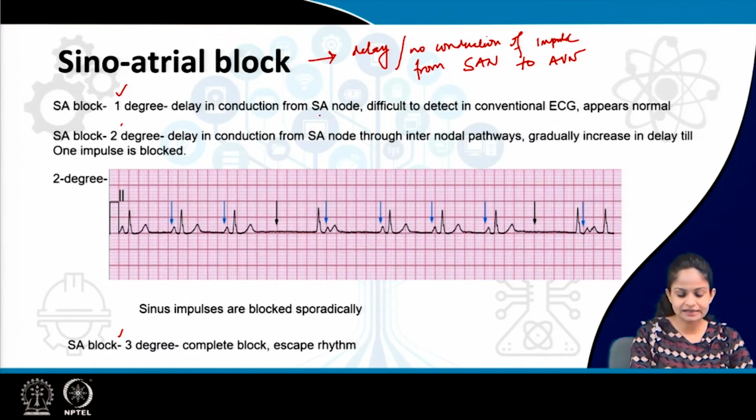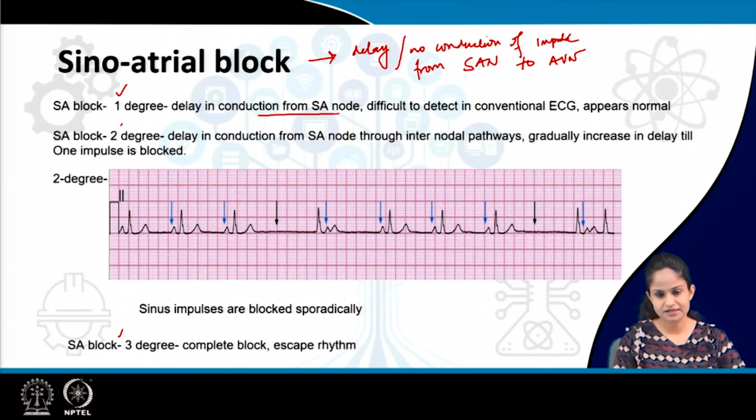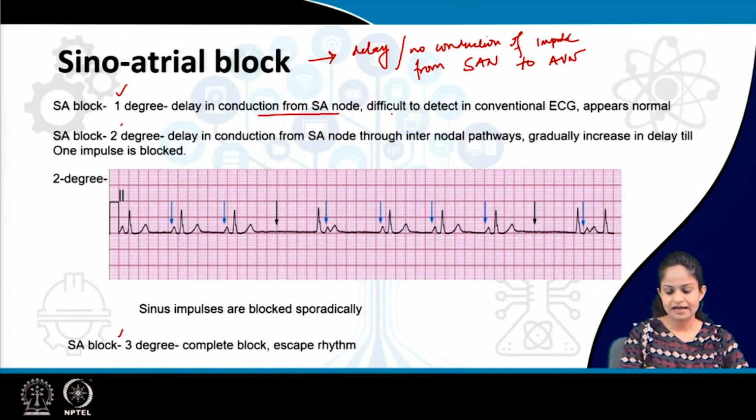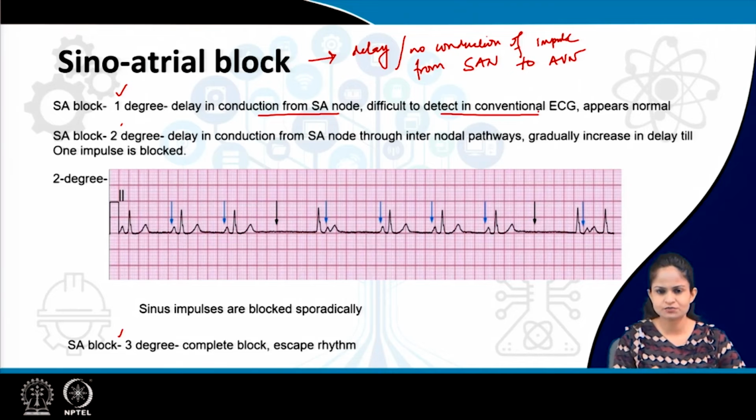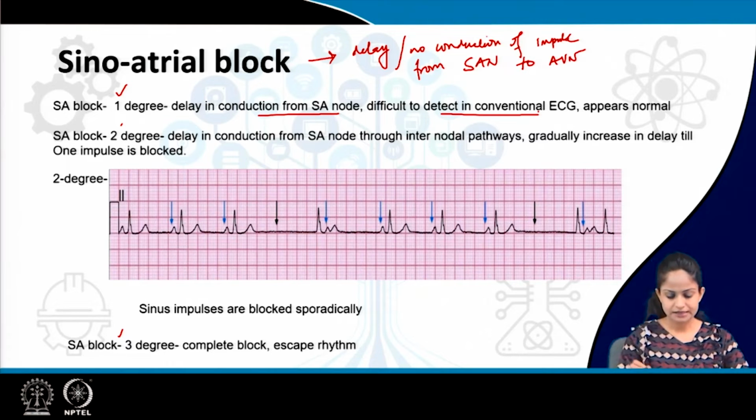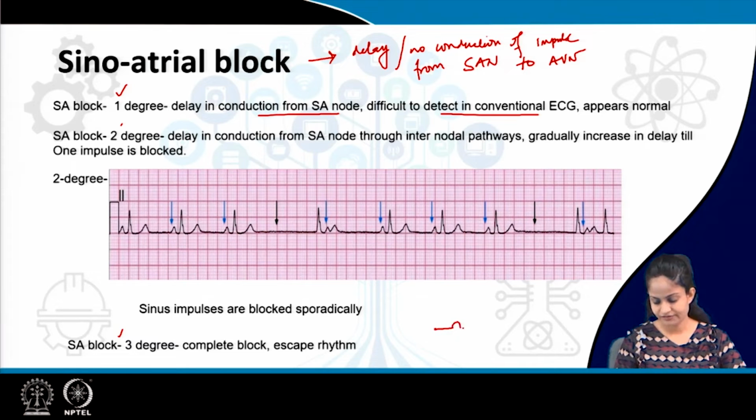Because there is a delay in the conduction from the SA node, it is difficult to detect in the conventional ECG because it appears usually normal. Now, suppose this is the P wave. Generally, we will be looking at the P wave.